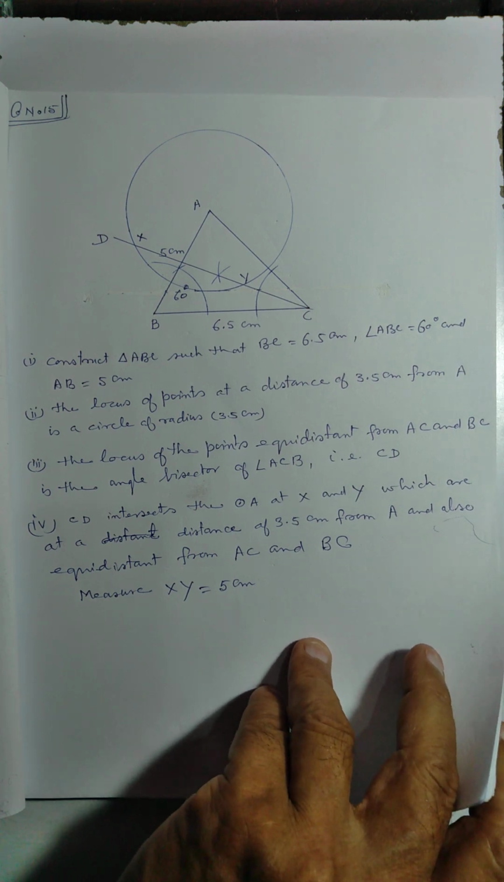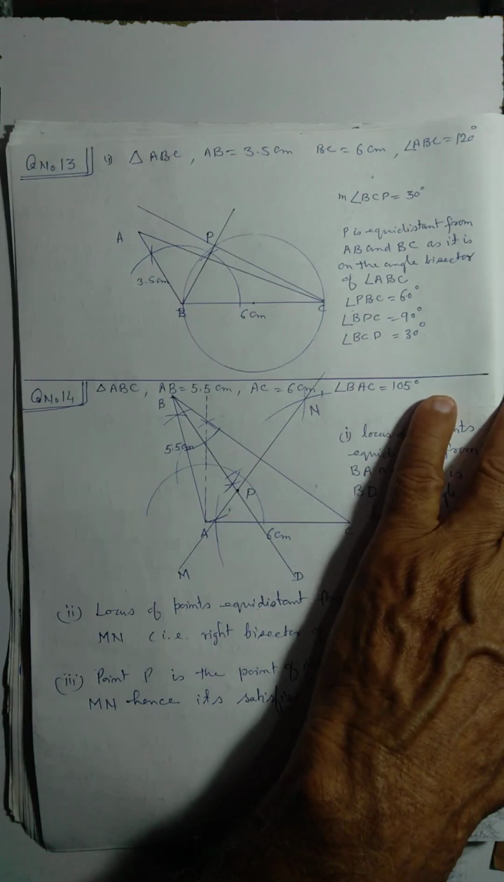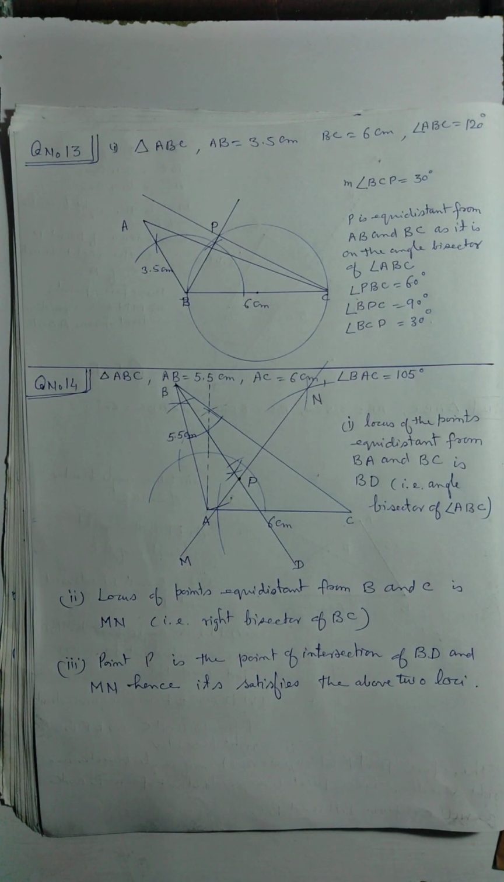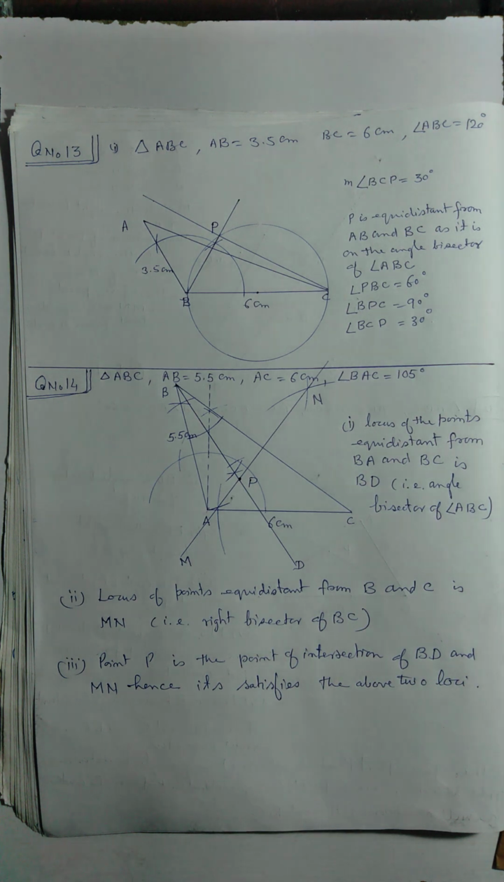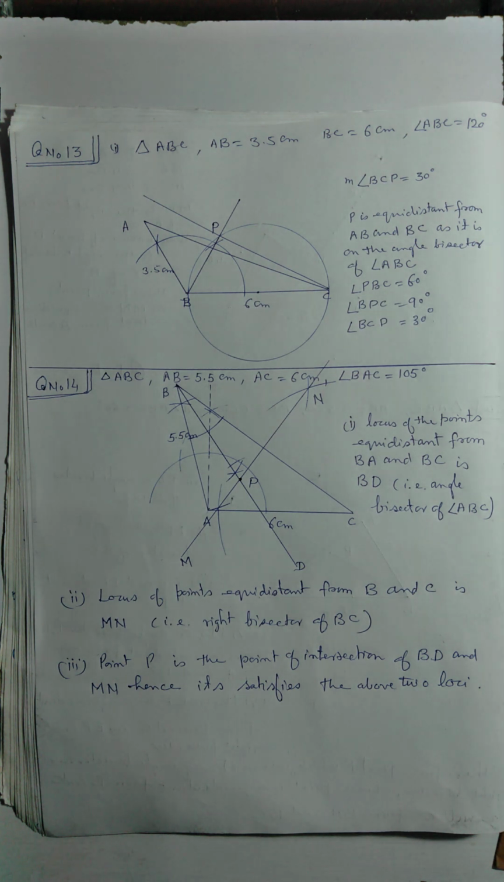Question number 13. Using ruler and compass only, construct a triangle ABC with the following data. AB is equal to 3.5 centimeter, BC is equal to 6 centimeter and angle ABC is equal to 120 degree.